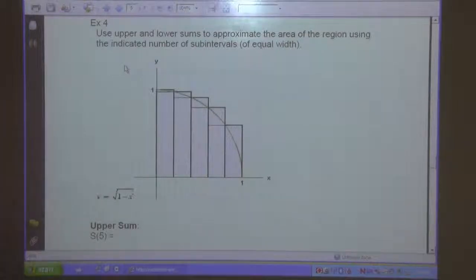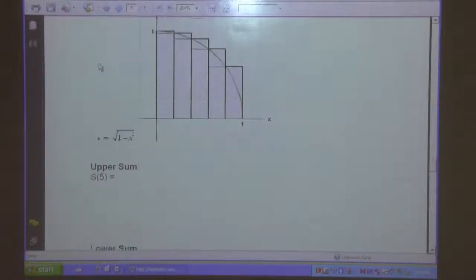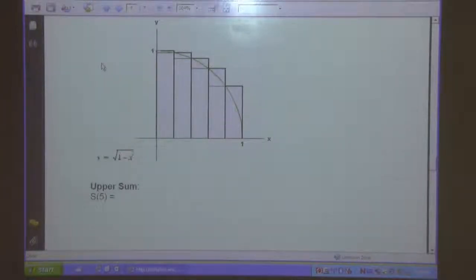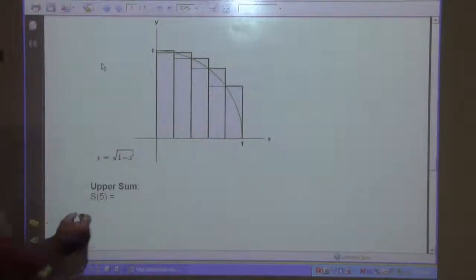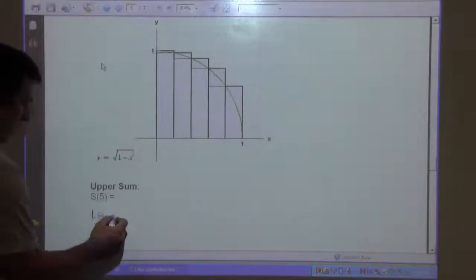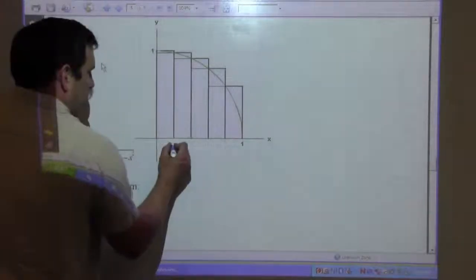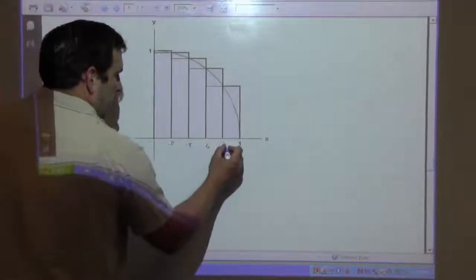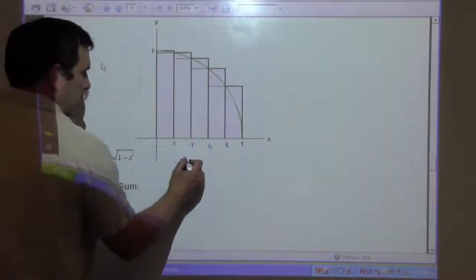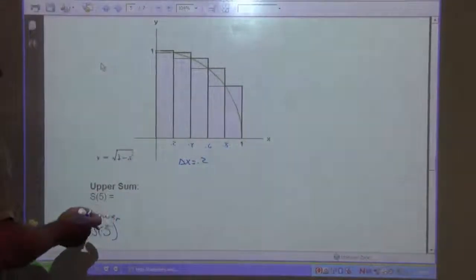So 5, we're going to have the upper and lower. S5 is the upper, capital S. Not going to be able to get it all on the same screen. I'll leave it like that, and we'll do a little s of 5 here so you can see it all together. Okay, now this is 0.2, 0.4, 0.6, 0.8, and 1, because our delta x is 0.2. Each interval is a 0.2 width.